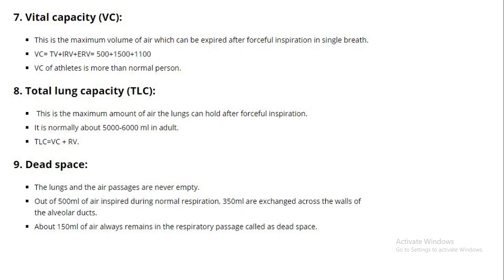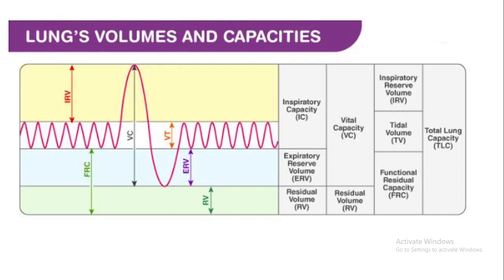Dead space: the lungs and the air passages are never empty, as I told you. Out of half liter of air inspired normally, 350 ml is exchanged across the walls and the alveolar ducts. About 150 ml of air always remains in the respiratory passage, which is called the dead space. Please have a look at this diagram. I hope these lung volumes and capacities are clear to you. This is also an important part of the chapter.